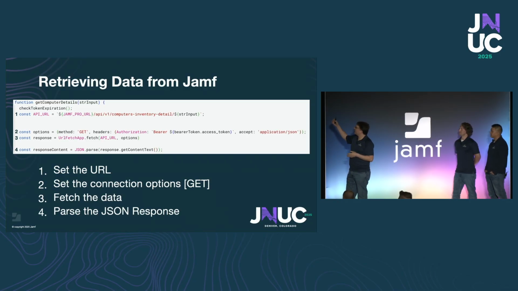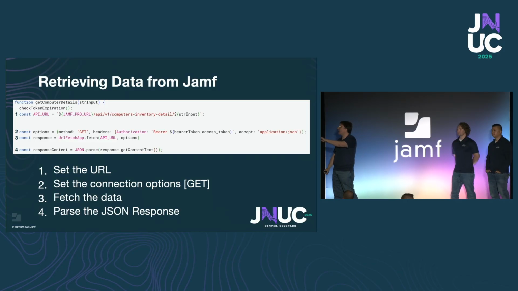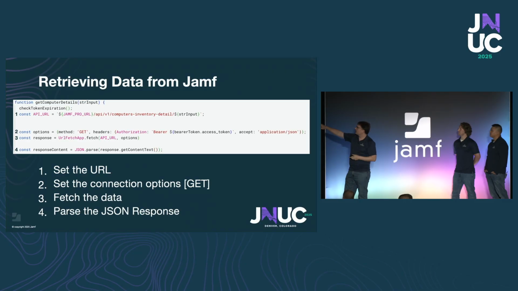So this is how we're going to get the details of a computer. The first step is to generate the URL that you're going to list. So I have my server URL, I have the endpoint I'm going to access, and then I have the unique ID for the computer. Line 2 is I'm building my connection options object. So I'm getting information, I attach some headers. That's where my bearer token goes. And then finally, I'm telling it I want a JSON response.